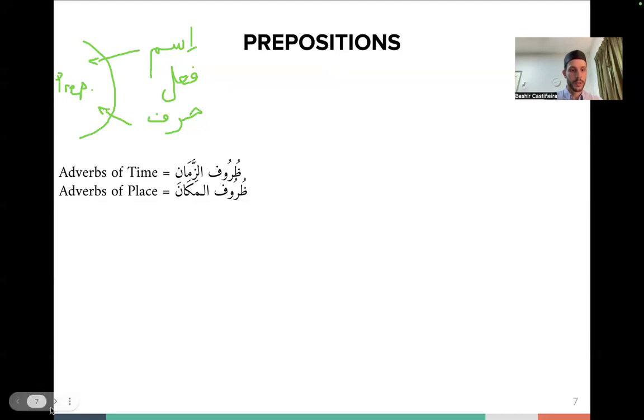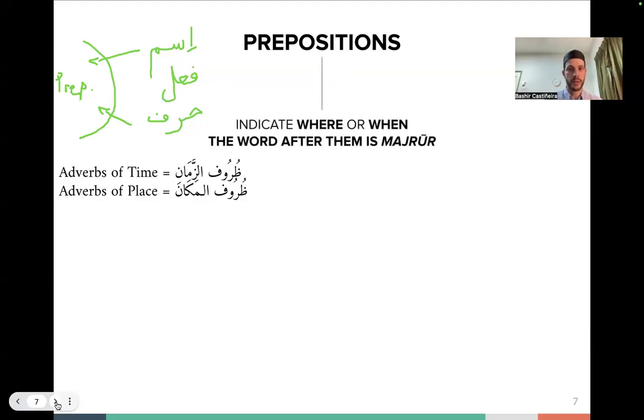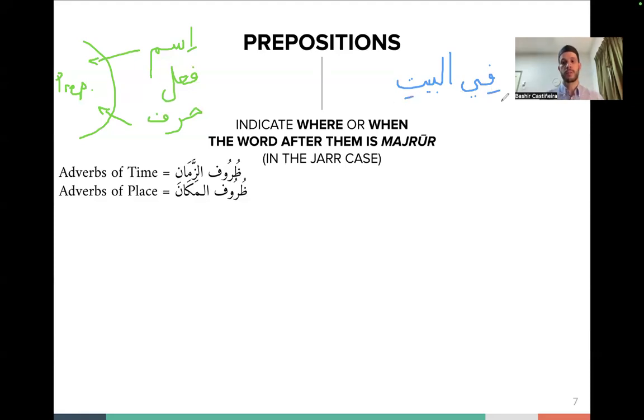So we say that they indicate where or when. Normally they add meaning to the word, and the word after them will be in the case of jar. It has to be in the case of jar. So we have, for example, al-bayt. Let's look at this word, al-bayt, the house. If you want to add some meaning and you say fil bayti, now you're saying in the house. Fi al-bayti, in the house, right?